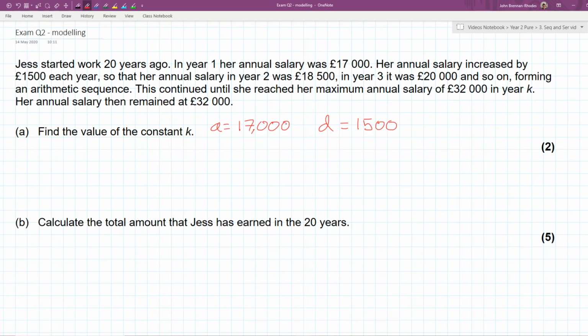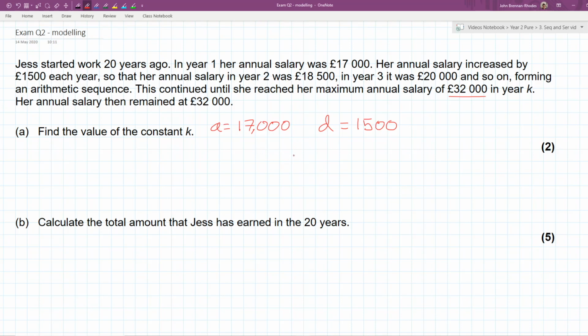Note that I've dropped the units, but they would have to be in any final answer because this is in context, so the answers should be in context. We're told it's an arithmetic sequence, and it continues until she reaches her maximum annual salary of $32,000 in year K. We've got to find the value of the constant K. We've got to find when does her salary reach 32,000.